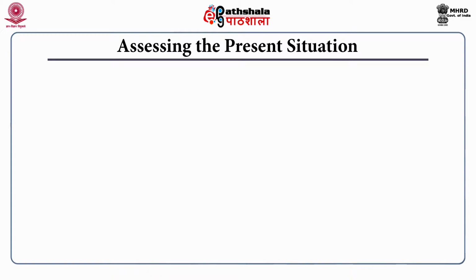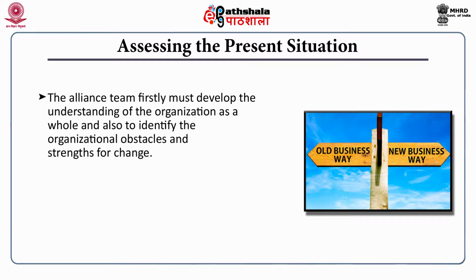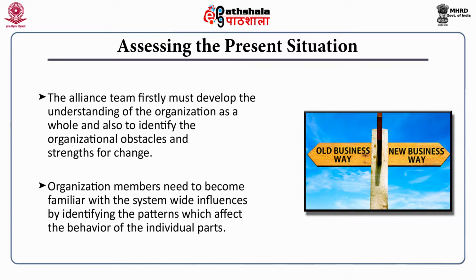Assessing the present situation. The first step in achieving the vision and outcomes is to assess the present situation of the organization. The alliance team firstly must develop an understanding of the organization as a whole and identify the organizational obstacles and strengths for change. As discussed in the previous module, for effective working of the organization, the members must work effectively with the individual parts. Organization members need to become familiar with the system-wide influences by identifying the patterns which affect the behavior of the individual parts.